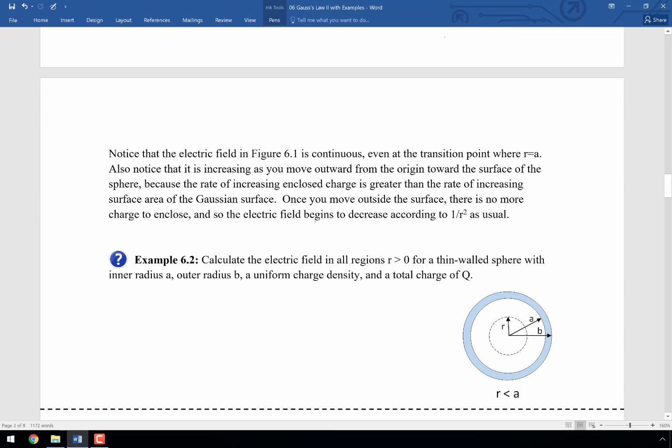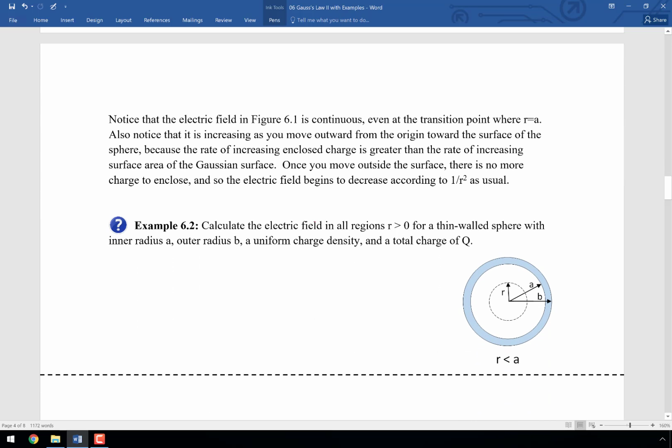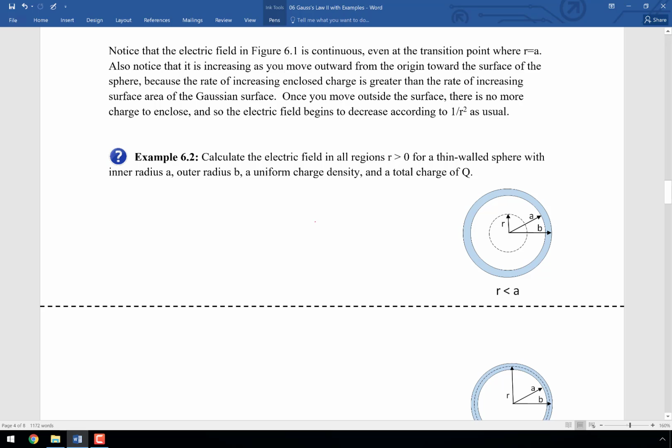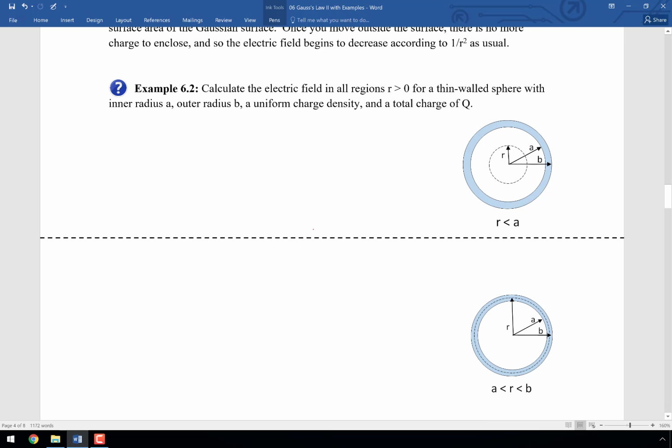Okay, let's look at what happens if we have a sphere that is thin-walled. So I'm drawing it here to show that there is a hollow section, but then there is a wall thickness. It starts at A and it ends at B, and then of course you could be outside as well. So there are actually 3 different regions. Region 1 is you are inside the empty part of the sphere.